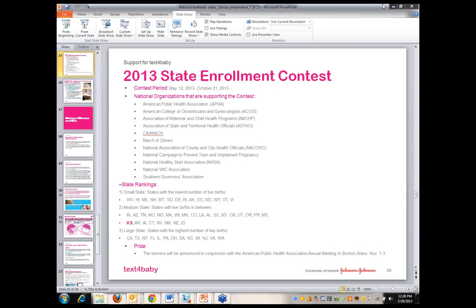We've divided up our states into 3 categories. As you see, I bolded Kansas right over here. You are in the medium state category. I think currently Kansas is right in the middle of the standings in the medium state. There's a lot of room to beef up your numbers, and I think the promotional activities you are about to participate in are really going to help where Kansas is.